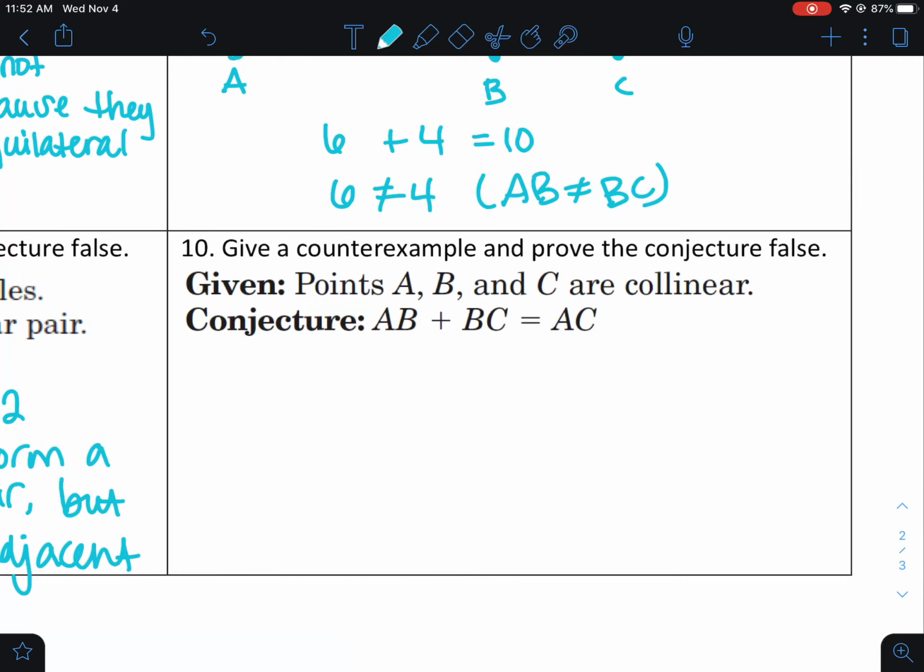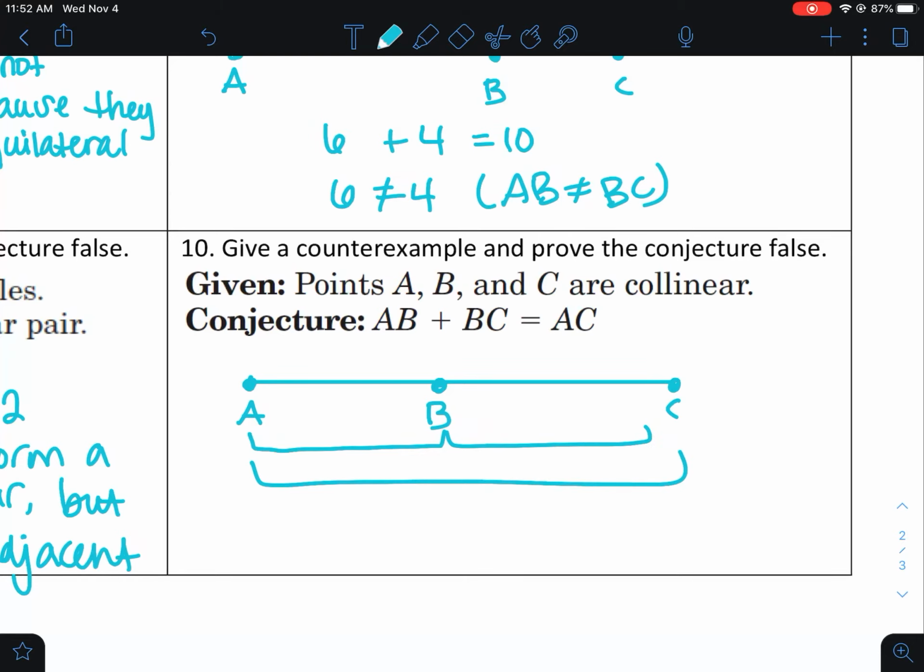Number 10, same thing. Counterexample to prove it false. Points A, B, and C are collinear. So I'm just going to draw that real quick. All right, so I just made 3 collinear points. The conjecture says that AB plus BC equals AC. Well, that's always true, isn't it? Because that's the segment addition postulate. However, I could say that that's not true if I do this.